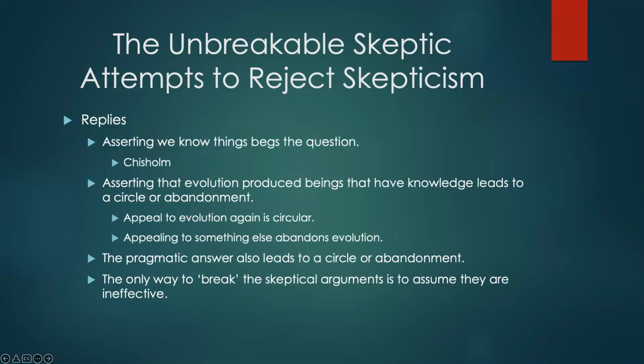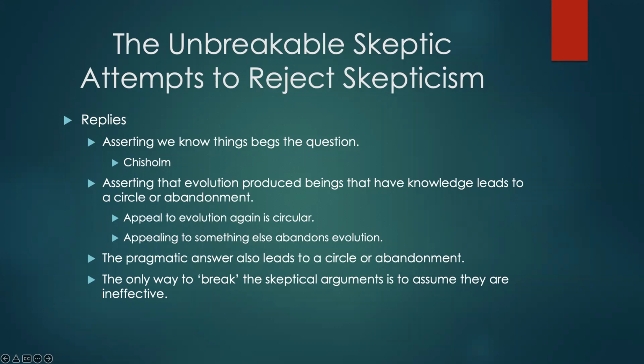So how to reply? Well, the skeptic, of course, can say that just saying we know things begs the question, a fallacy of assuming to be true what needs to be proved. Now, of course, as we'll see, Chisholm was a pretty smart guy, and so he has some pretty good arguments trying to solve that problem. But ultimately, he just kind of says you just have to assume he knows.